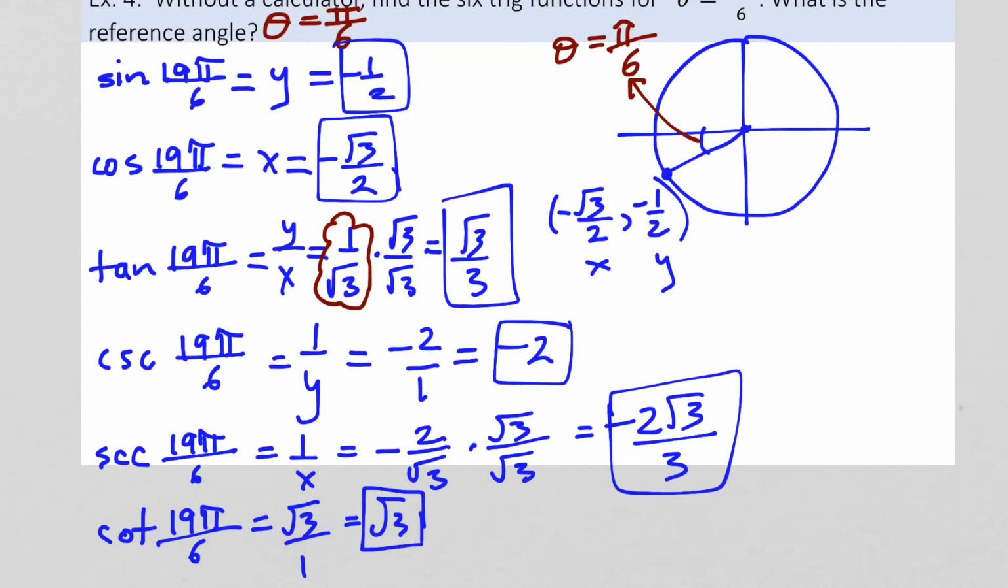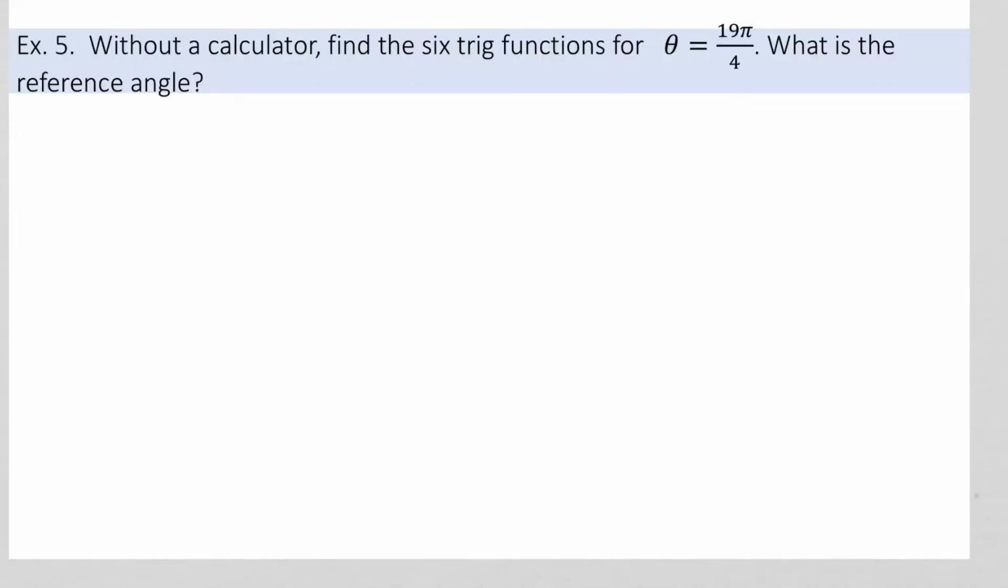All right, so we've done it on that one. So let's highlight our answers. All right, so hopefully you're starting to catch on a little bit. Let's see what else we have to do. Okay, so this one has a 4 in the denominator, so 19 pi over 4.